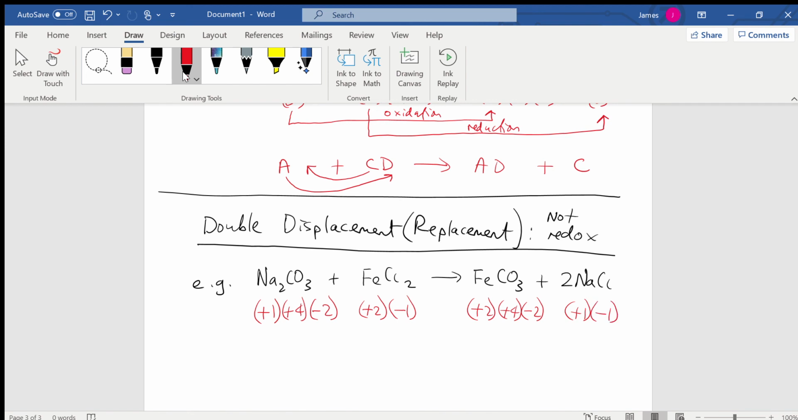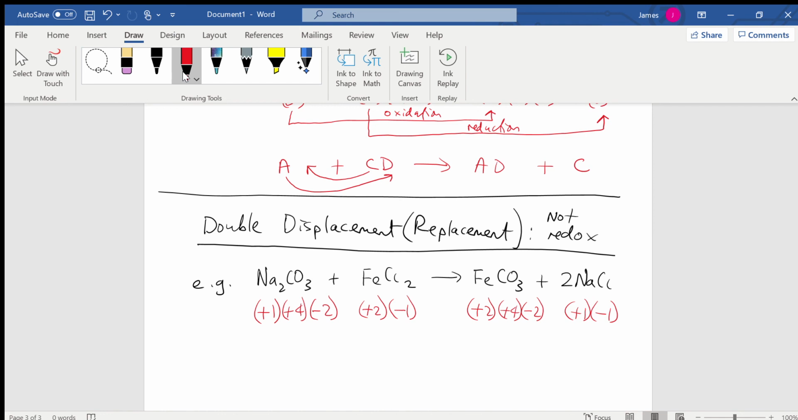Okay. Nothing changes. The sodium doesn't change, reactant and product side, nor does the carbon, nor does the oxygen, the iron, or the chloride. They all stay the same. So there's nothing, no oxidation states are changing. It is not redox. Why is it double displacement?